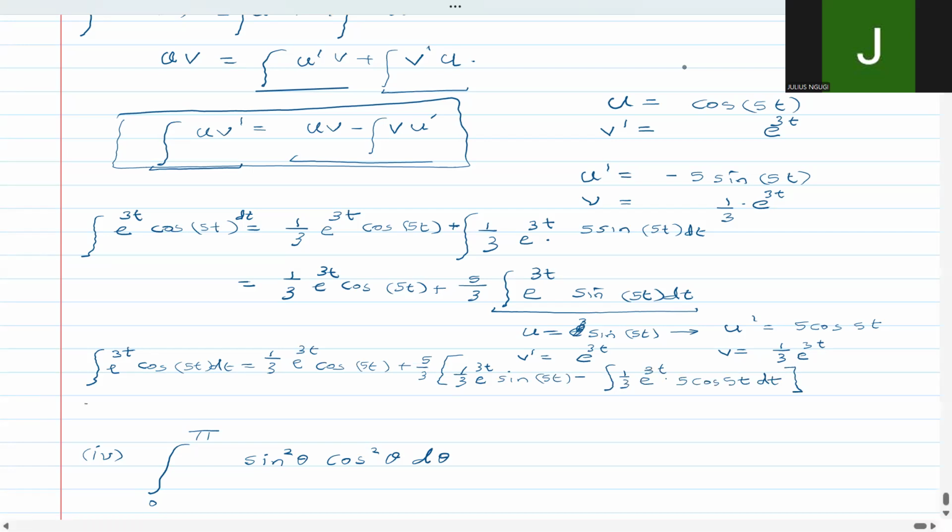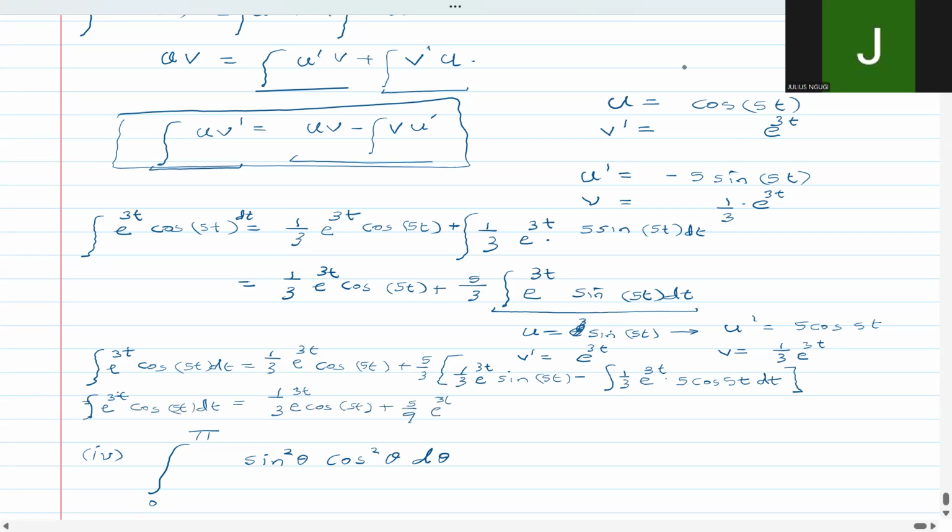So let's observe that now this answer on the right-hand side becomes a third. So we still have this integral. I'll create more space. The integral of exponential power 3t cosine of 5t with respect to t is equal to a third exponential power 3t cosine of 5t.